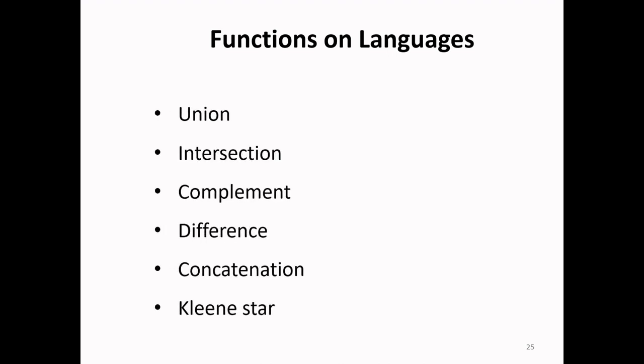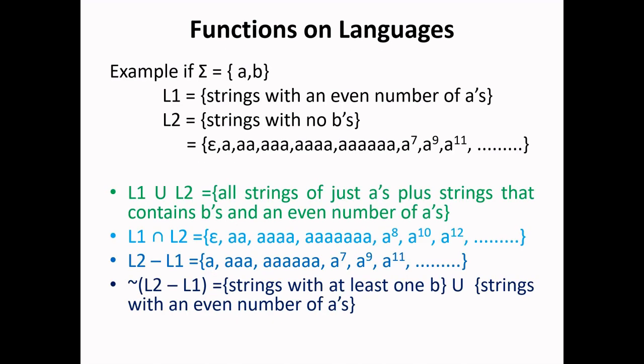After knowing the definition of language and how the language is written, let us discuss functions on languages. Languages are closed under union, intersection, complement, difference, concatenation and Kleene star. Let us discuss all these functions in detail.